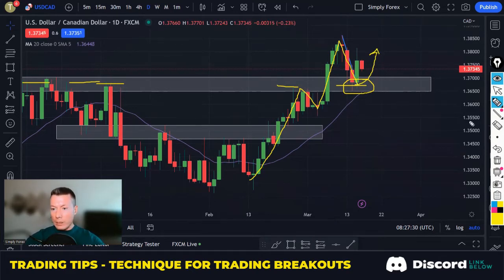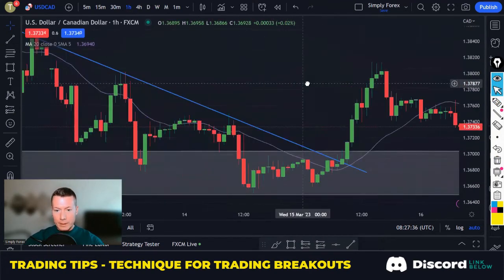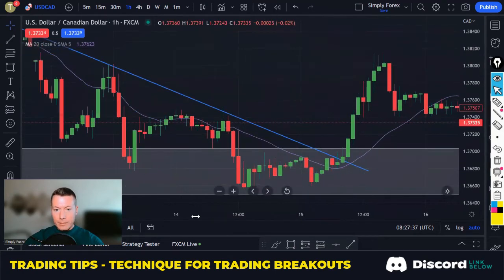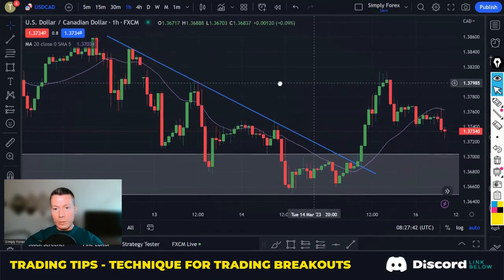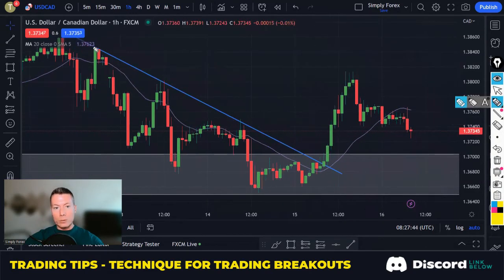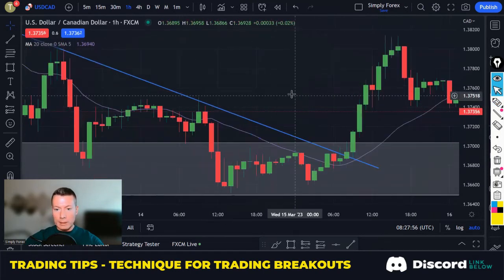If we zoom down now, if we go to the H1, because this is what I trade on, this was that trade. If I zoom out, you can see we've got this diagonal channel that we broke, and we've got this level through here that we broke. Let me zoom in now so you can see that a little bit more clearly.